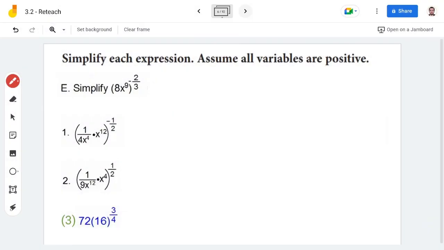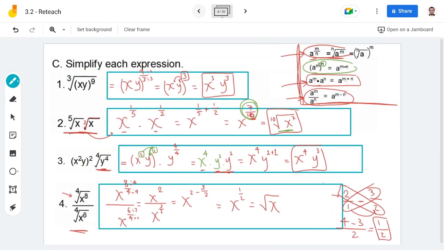Okay, now let's start with this type of equation. It says here, simplify each expression, assume all variables are positive. Now let's simplify, start with this one. This type of question is a little bit confusing. It's not similar to this question here, which is easier.